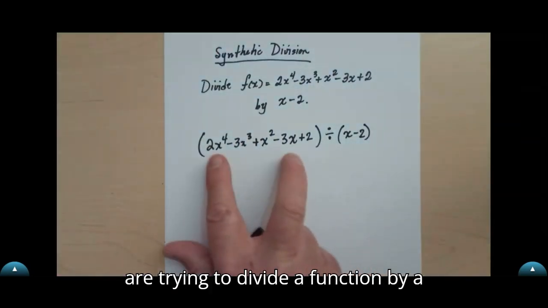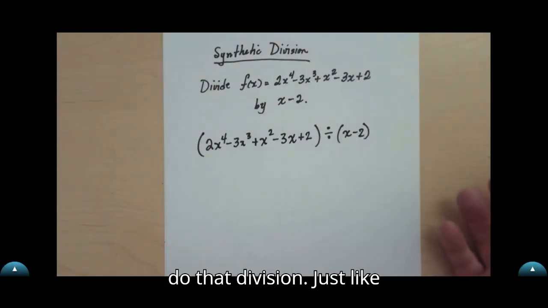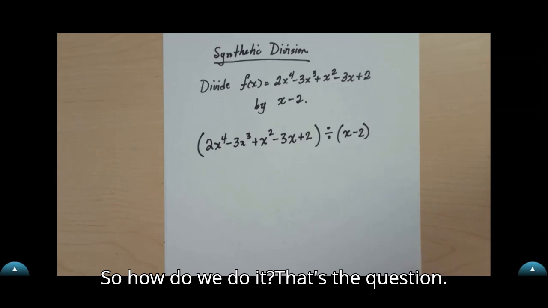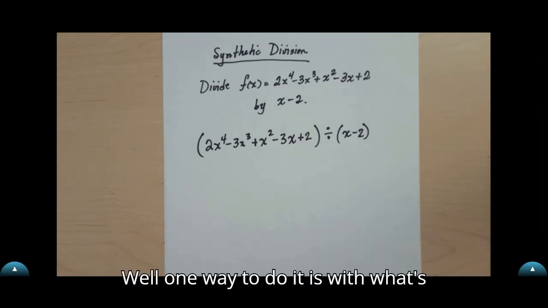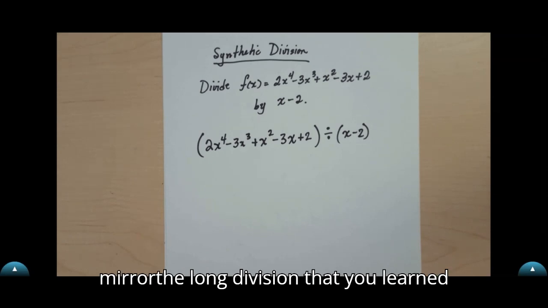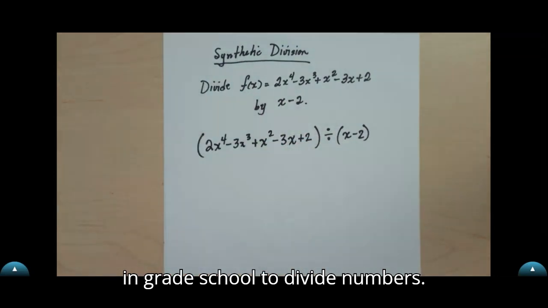We are trying to divide a function by a function. And we want to actually do that division, just like how we divide 2 numbers. So how do we do it? That's the question. Well, one way to do it is with what's called long division, and it tries to mirror the long division that you learned in grade school to divide numbers.